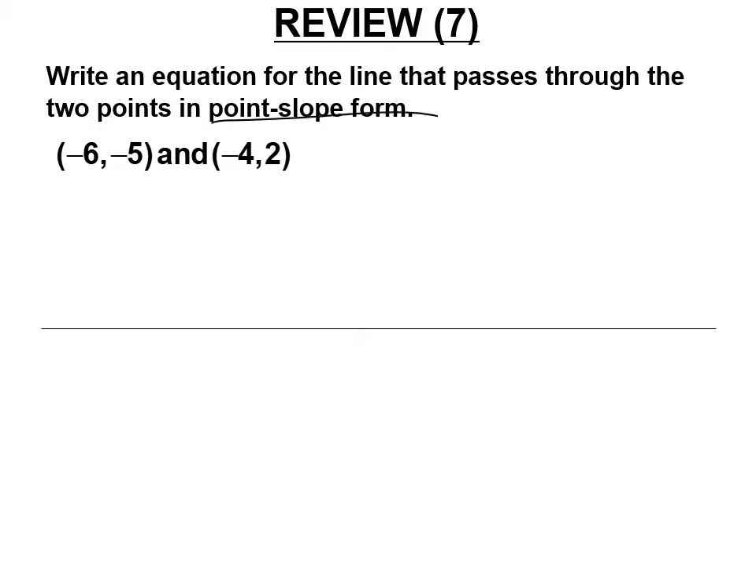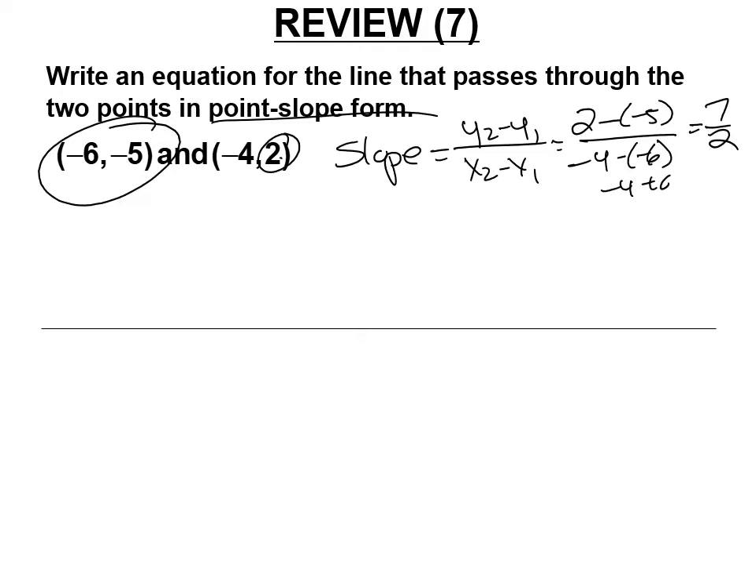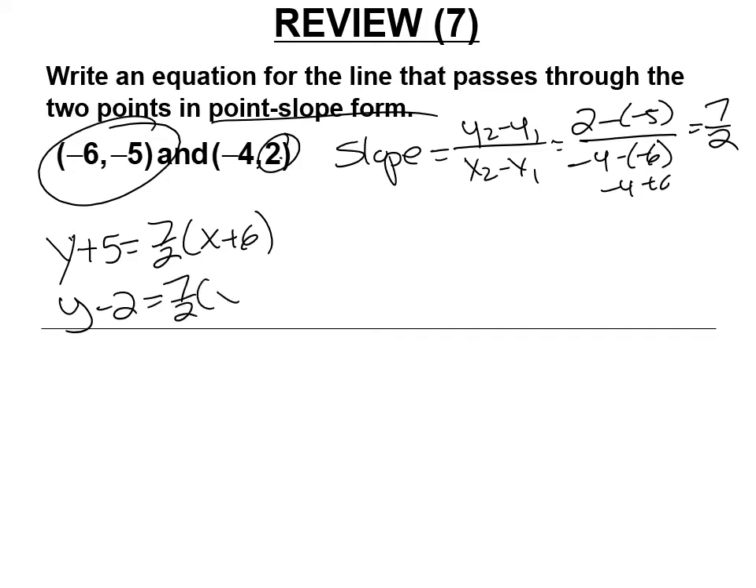And so you want it in point slope form. Okay, so you have to find the slope first. We're going to subtract our y coordinates, then subtract our x coordinates. So let's do 2 minus -5, that's 7. And then -4 minus -6, that's -4 plus 6, that's 2. So the slope is 7/2. I can use either one. So this would be y plus 5 equals 7/2 times x plus 6. There are actually two right answers, because I also could do y minus 2 equals 7/2 x plus 4. And if I convert those to slope-intercept, they convert to the exact same equation.